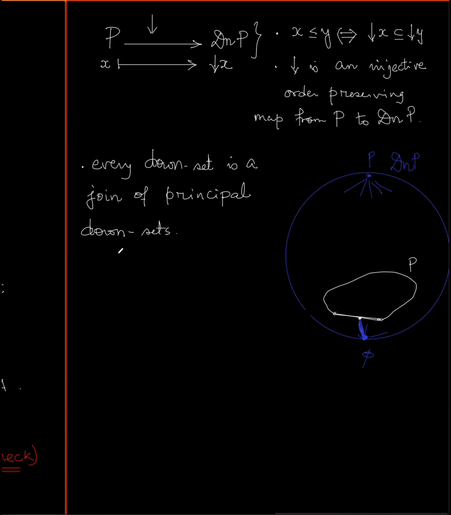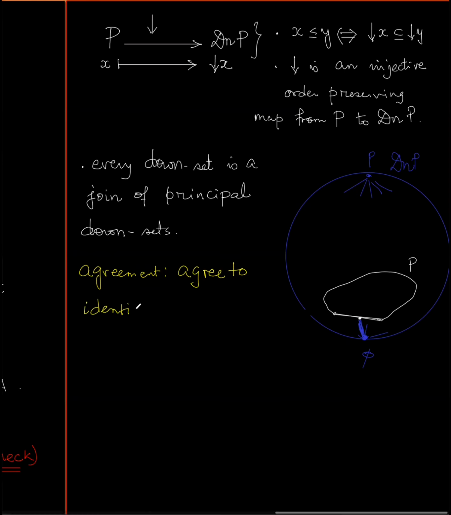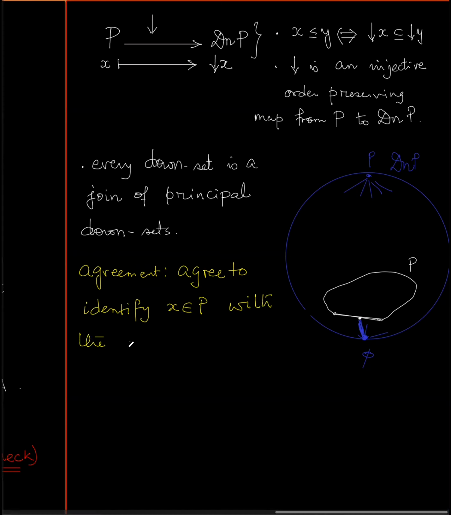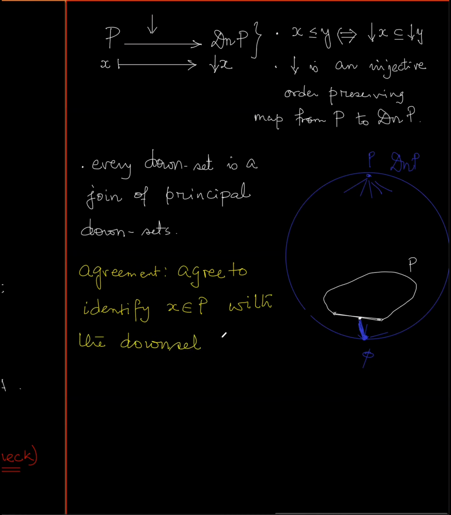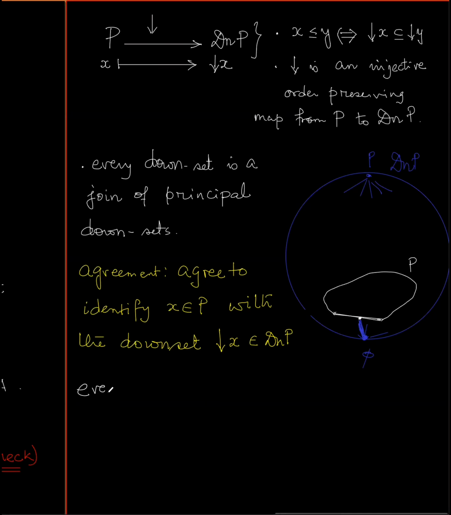So here is an agreement. We agree to identify an element X of P with the downset. And that is coming from this injection that we have done above. So then we can rewrite this statement as that every downset is a join of elements of P.